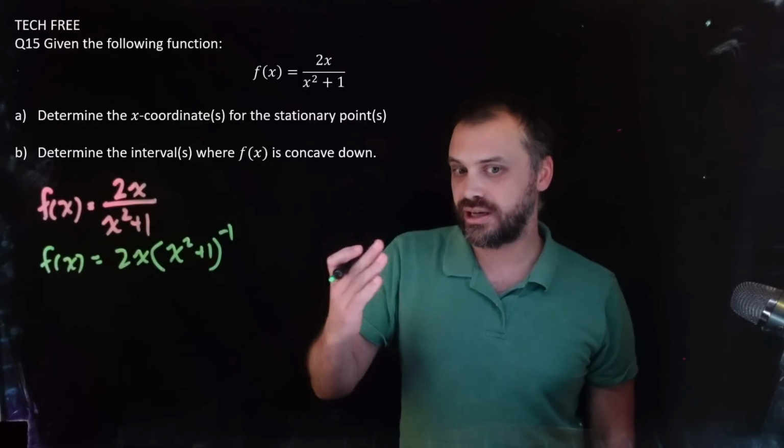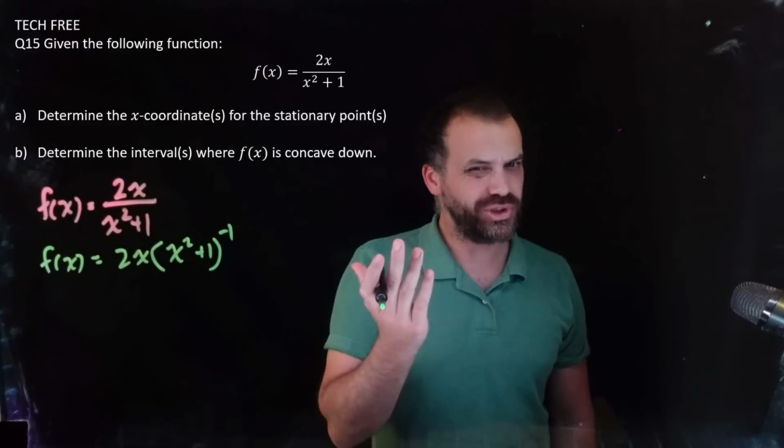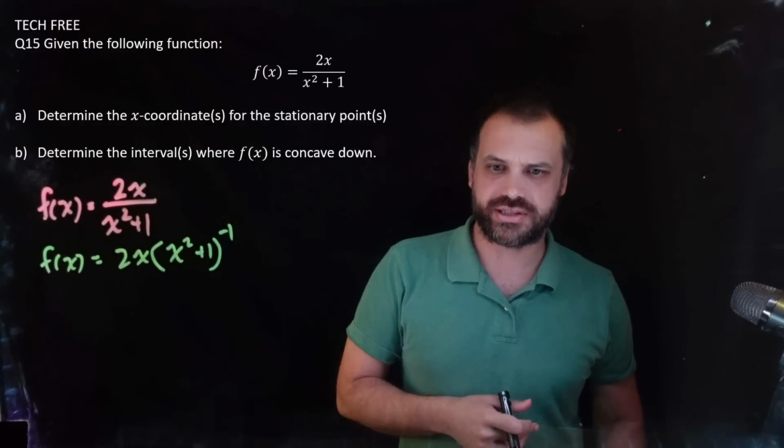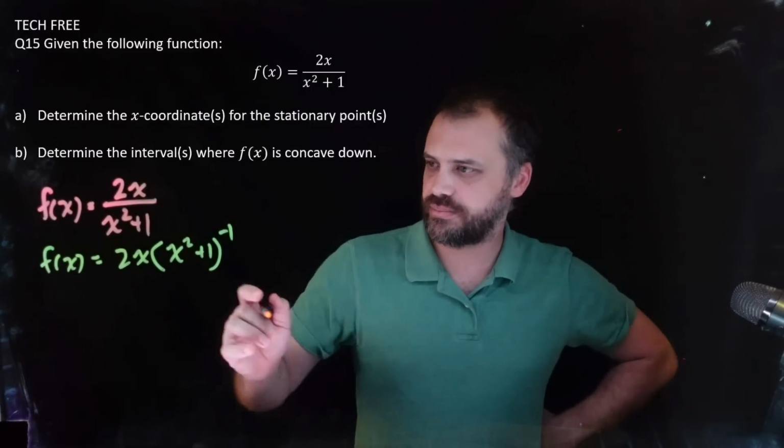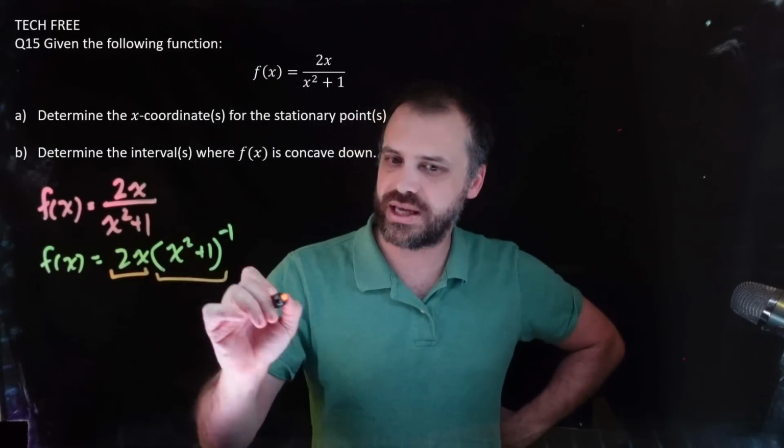Writing it like that allows me to avoid the quotient rule. Not a fan. And I'm going to do the product rule instead. A very easy thing to stuff up. So make sure that you make some notes for yourself.